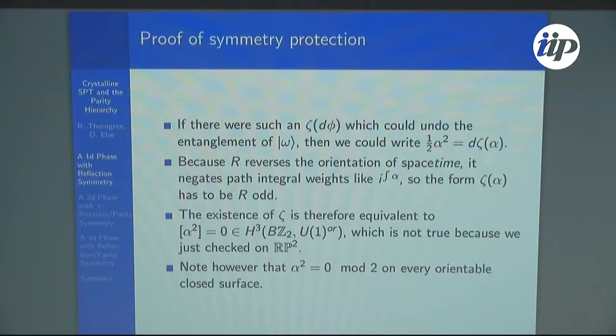Okay, so this is actually a symmetry protected state. There's no way to assemble an R-symmetric local unitary circuit which takes you to the trivial paramagnet.